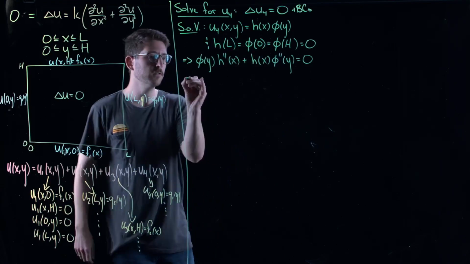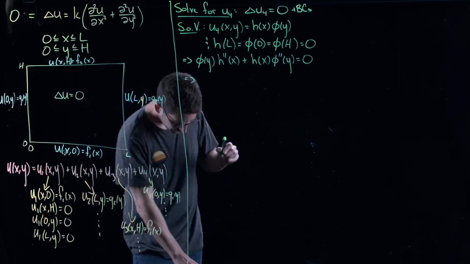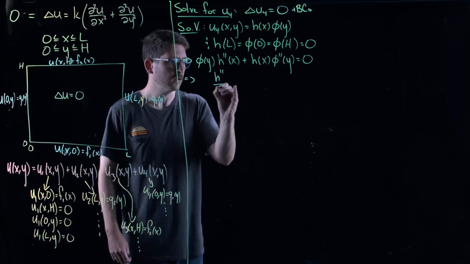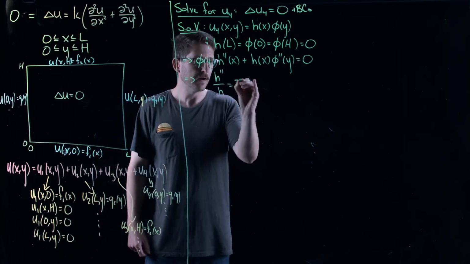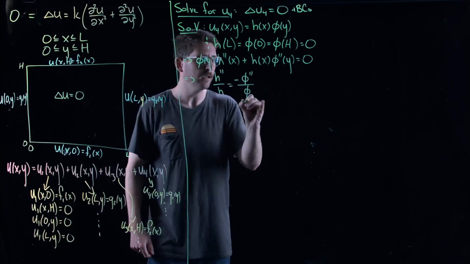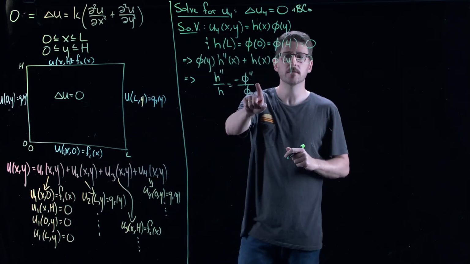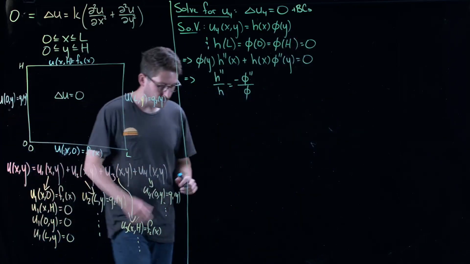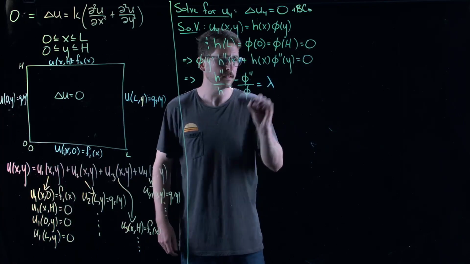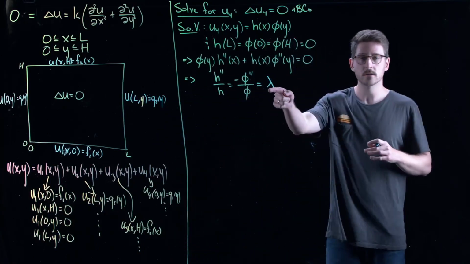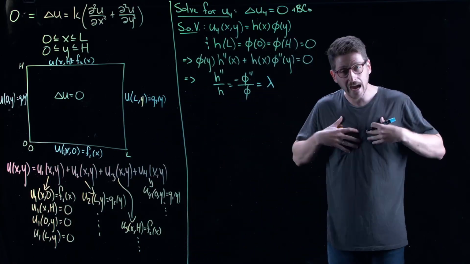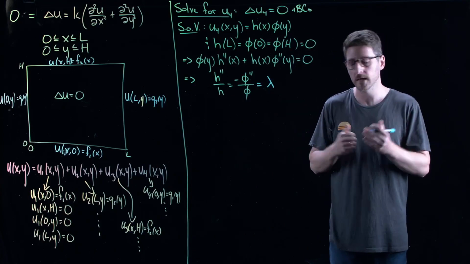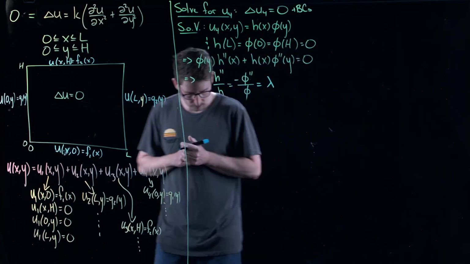Again, you can move this stuff around and you get the following here. You get h double prime over h is equal to minus phi double prime over phi. H is a function of x, phi is a function of y. The only way that these two things can be equal is if they are constant, and I'm going to let this equal lambda. You'll notice that I chose lambda instead of negative lambda here because, again, I know what's going to happen. It wouldn't matter. You could put a minus lambda. You'll see that everything floats through, and your answer should be exactly the same as mine if you do it correctly.